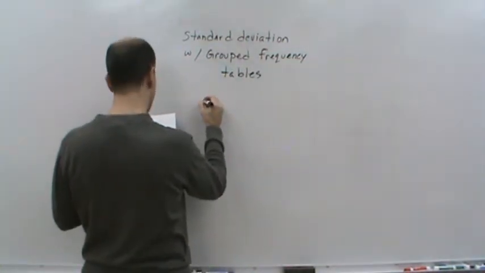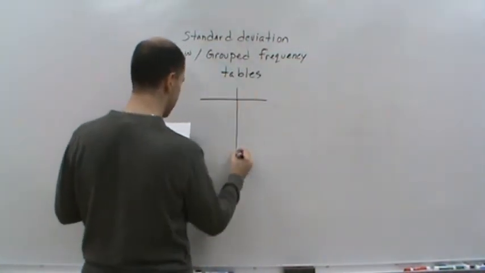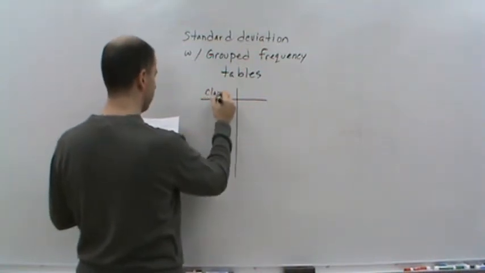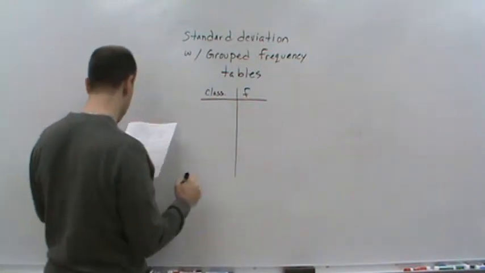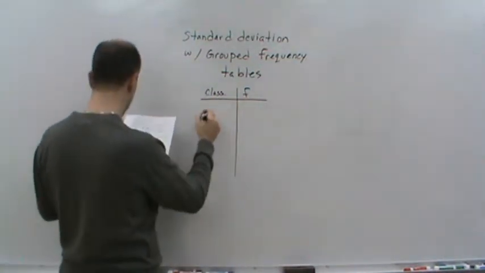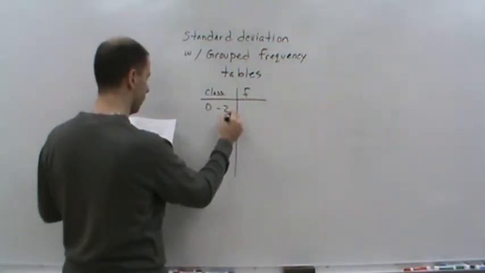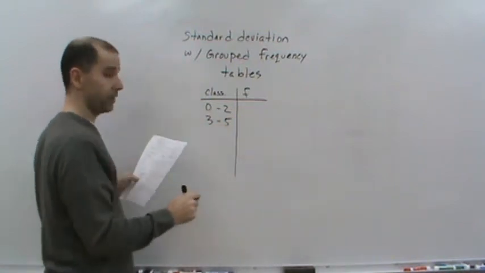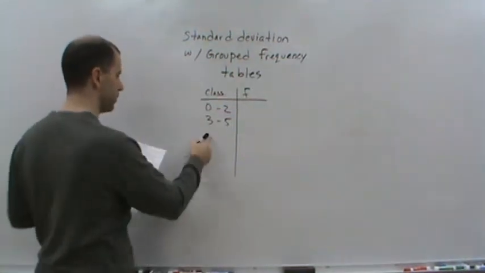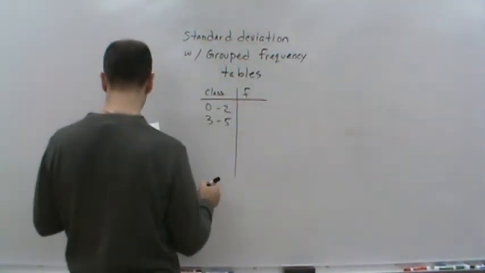So let's use this as an example. Let's say we have these classes with these frequencies. So we have class, and we have frequencies. The class width is 3. So if I just add 3 down, this is what I get.